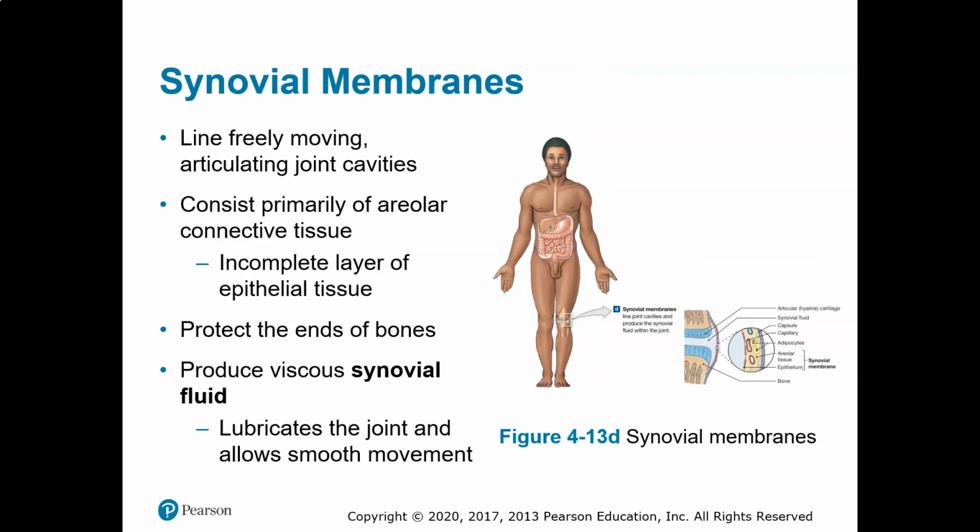Synovial membranes line joints that are freely movable. So your knee joint, your elbow joint, your shoulder joint, your hip joint, the joints between your fingers and toes, freely moving, articulating joint cavities. They consist primarily of areolar connective tissue and an incomplete layer of epithelial tissue. Synovial membranes protect the ends of bones at the joints because they produce a viscous or thick synovial fluid which lubricates the joint.